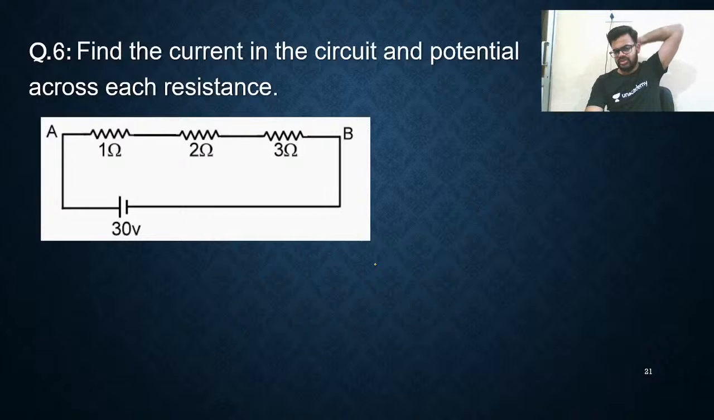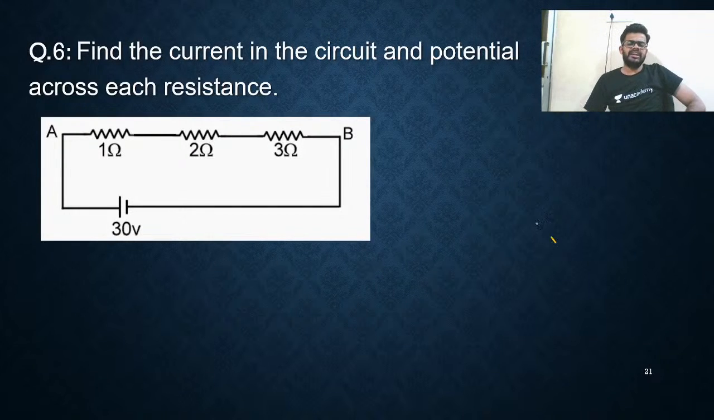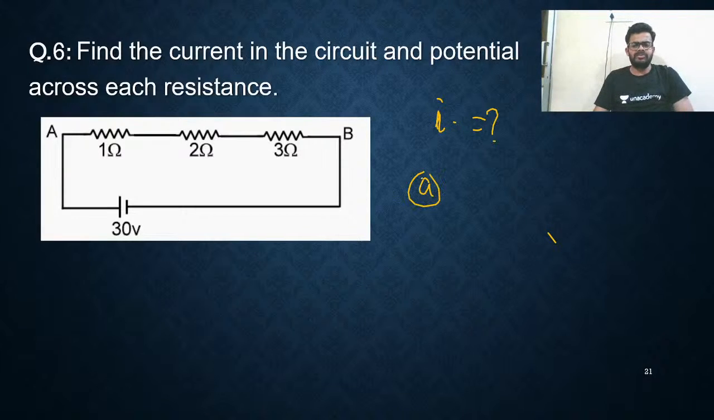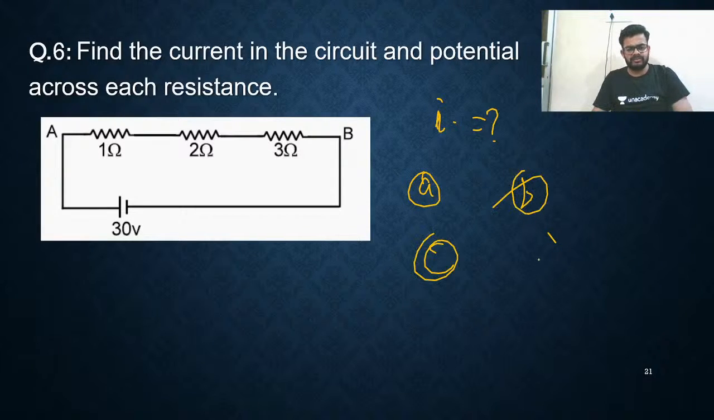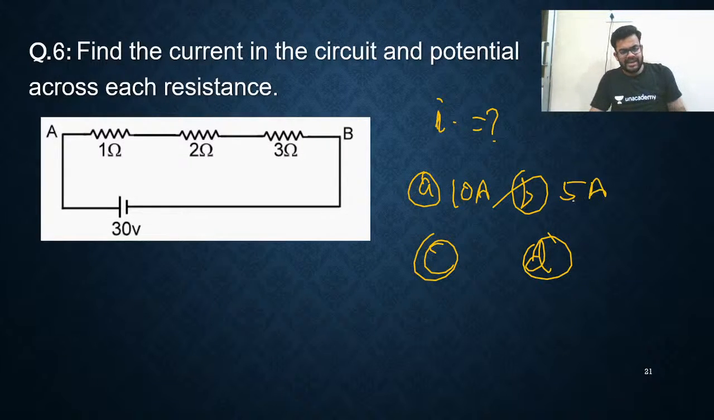Now, question in front of you. Find the current in the circuit first. I am giving you options A, B, C, D. Come on, choose the correct answer. Option A, 10 ampere; B, 5 ampere; next, C, 15 ampere; and finally D, 30 ampere. Which of the following is the correct answer?